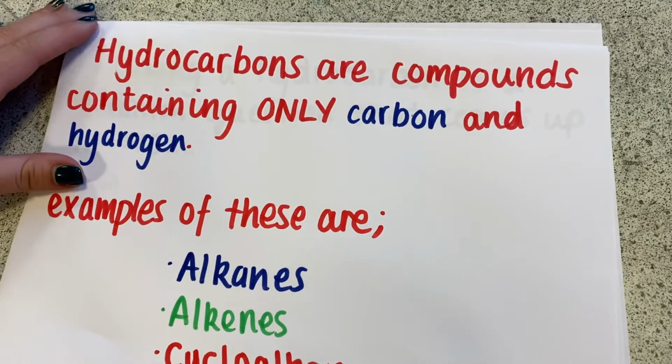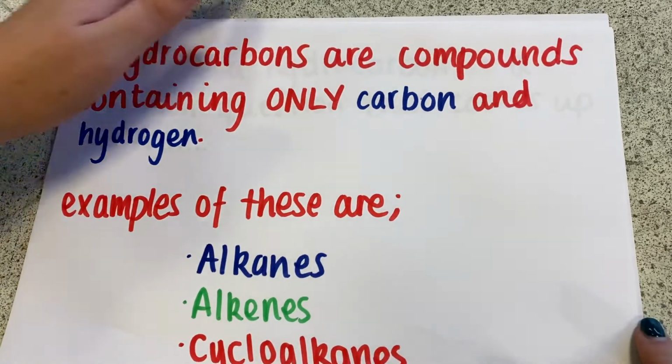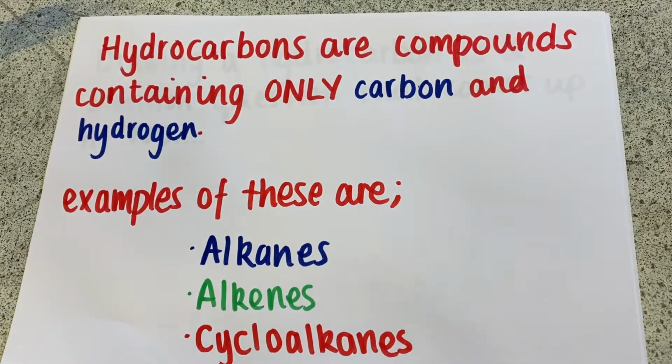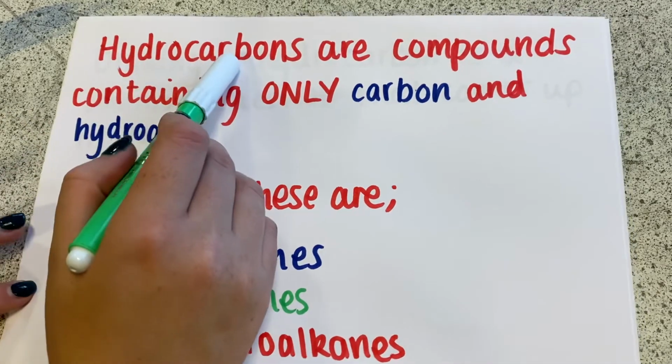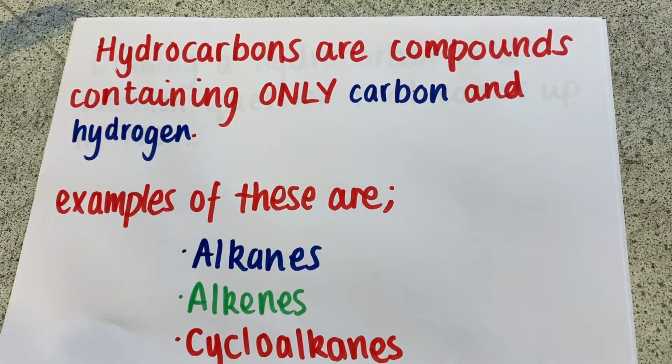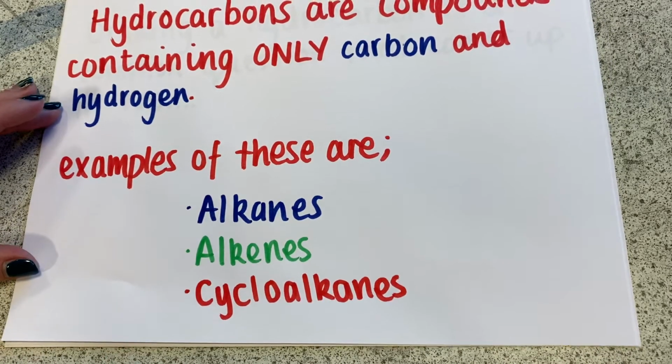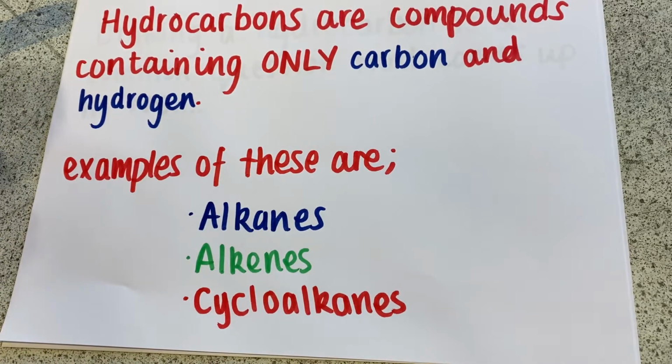We need to know that hydrocarbons are compounds containing only carbon and hydrogen. It says it in the name, hydro and carbon. Examples of these that you will learn are alkanes, alkenes, and cycloalkanes.